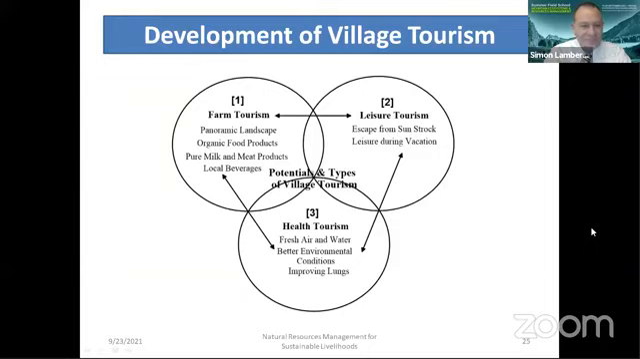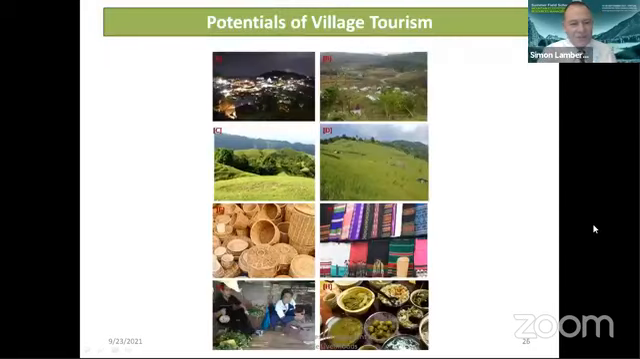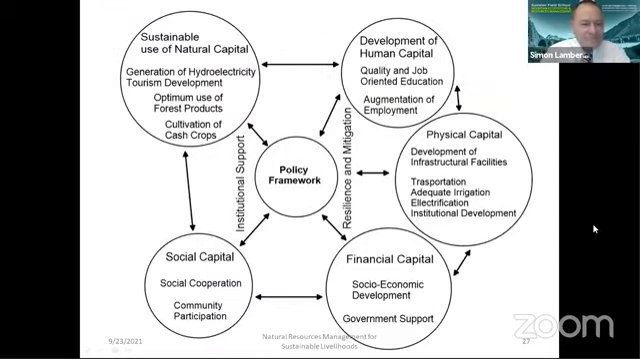These are some tourism options we can develop: farm tourism, leisure tourism, and also health tourism, because of the climate and the very peaceful people living there. That can enhance their economy through tourism development, and these are some products out of it. This is one model for sustainable livelihood using these natural resources.